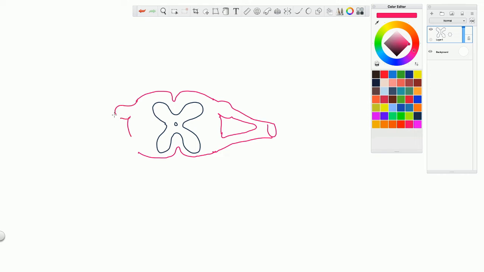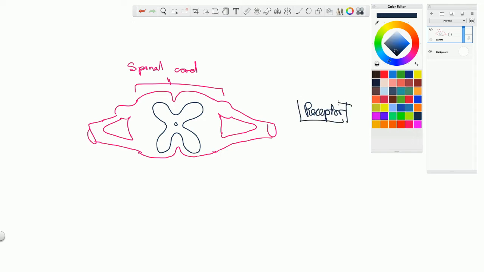Will be the same thing here, left and right. Here is the spinal cord. Okay. So let's say here got the receptor. If you detect a very hot object or very sharp object, from the receptor, the impulse will be carried by the sensory neuron.